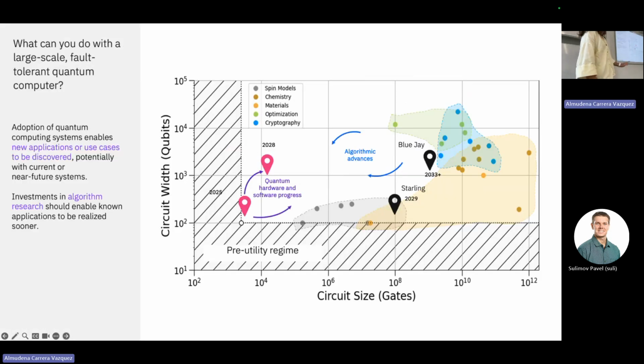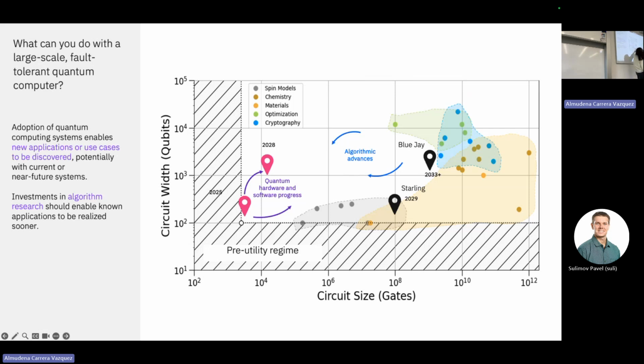So, okay, suppose that you have a fault-tolerant device, what can you do with that? This is, again, a pretty hand-waving graph, but what they did is basically try to look into different applications, which are color-coded and represented by blobs. Within each blob, they try to find some quantum algorithms that exist and for which we can compute the runtime, and try to place them by circuit size, for when it's a useful problem, and circuit width. So this part here is the part we don't care too much about from the quantum perspective, because this is what you can simulate with a classical computer.